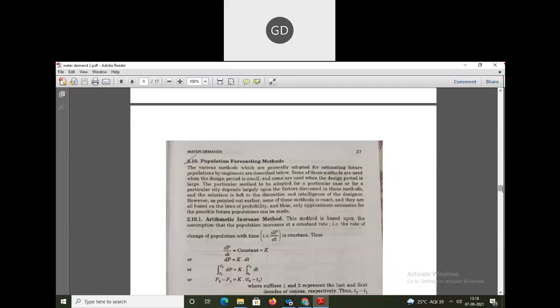This population forecasting method is not that exact a method. I mean to say that whatever values you get, it is not that they are the exact future population. The whole population forecasting method is based on the laws of probability. You have to take approximate values. It is not that you design for the exact number of population that comes out.